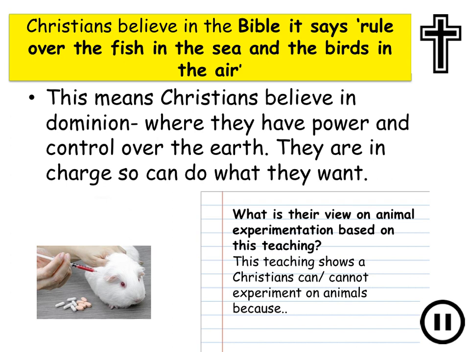The next thing we need to look at is another rule that you need to be thinking about all the way through this topic. This is the idea that Christians believe that in the Bible it says, "Rule over the fish in the sea and the birds in the air." This means that Christians believe in dominion. They've been given power and control over the earth. They're the people who are in charge, so they can do whatever they want with it.